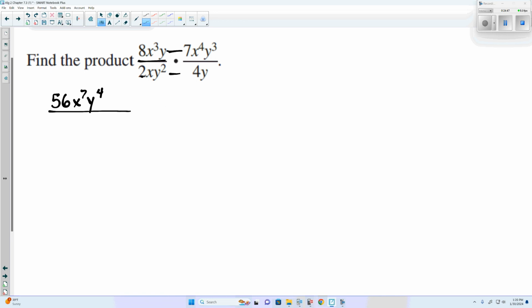Our denominators will do the same thing. So 2 times 4 is 8. Here are x. We don't have any x terms in the other one. It would just be x to the first or just x. Now we do have y squared times y, which would be y to the third. Yep, cubed, third, both work, because 2 plus 1 is 3.